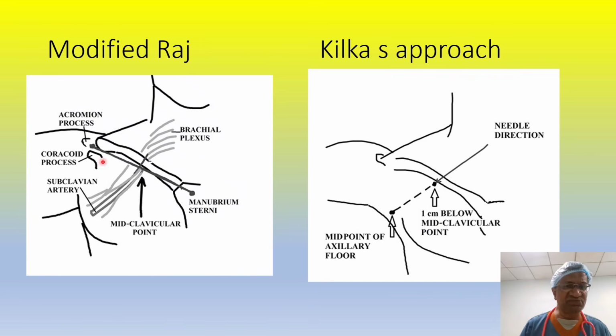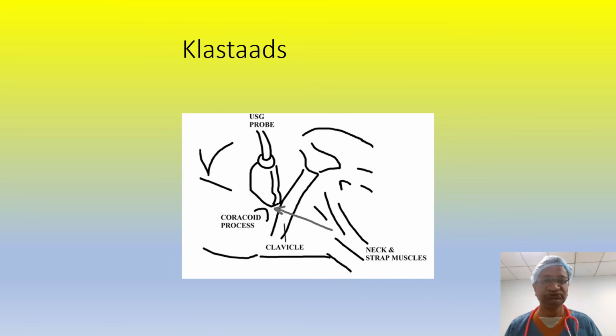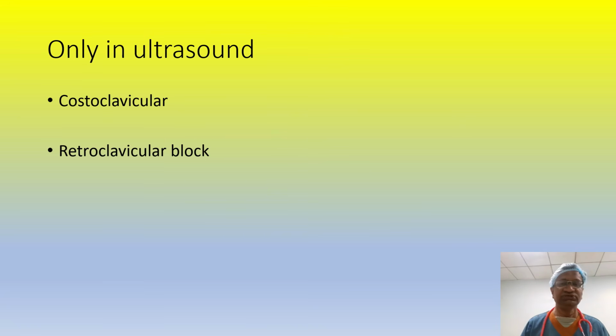There are a lot of techniques: modified Raj technique, heel cast technique, 1 centimeter below the midclavicular point. Here is the needle. The brachial plexus is coming like this. When we point towards the midpoint of the axillary floor, or towards the anterior aspect, the approaches differ. We will cover that later because it is about ultrasound guidance. There are 2 other approaches, costoclavicular and retroclavicular, which are only done under ultrasound.